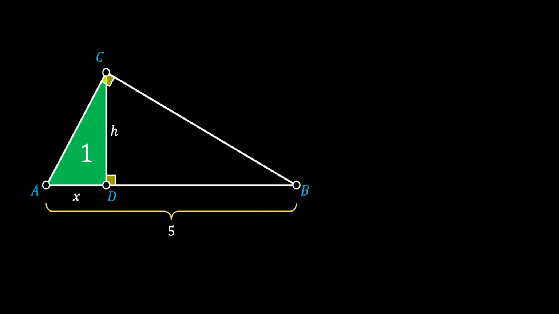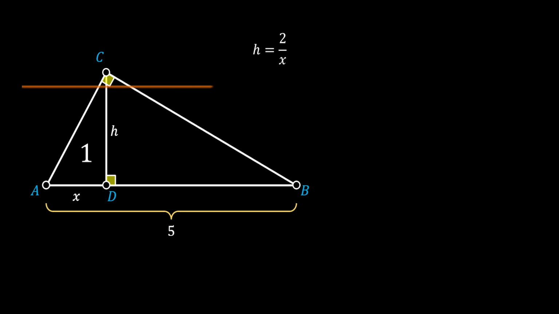Now, we all know that the area of the right-angle triangle equals half of the product of the base and the height, or x times h over 2 in our case. And we know that the area of this triangle is 1, so we have our first equation. We can first multiply by 2 and get the following, and from this we will get that h equals 2 over x. And we're going to save this equation for later.